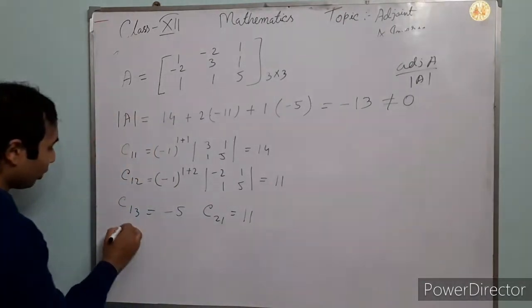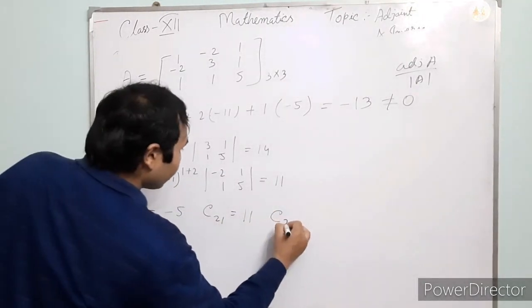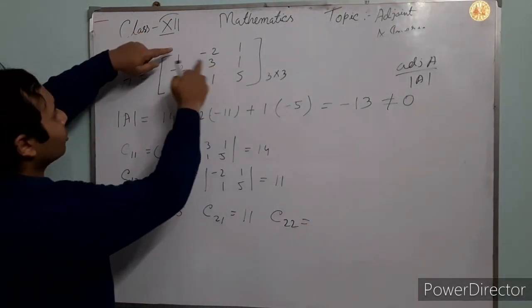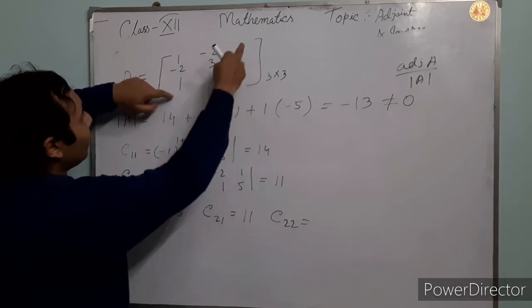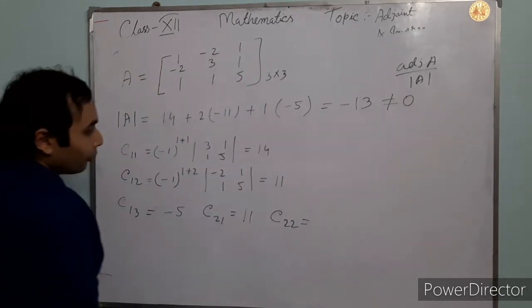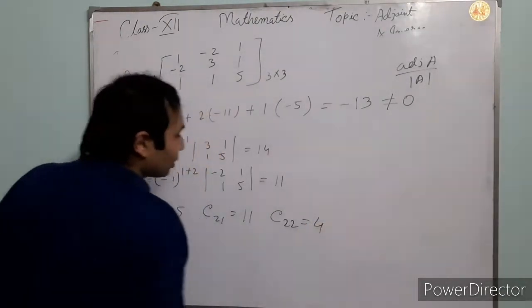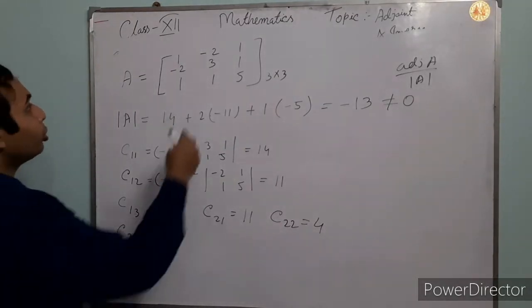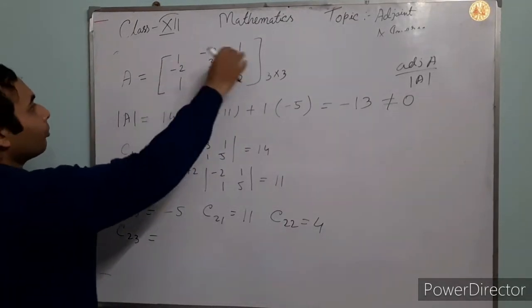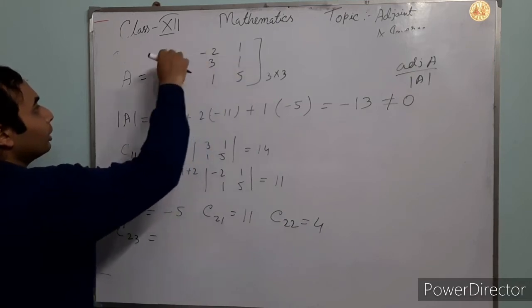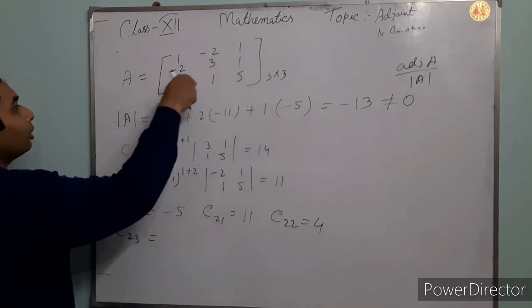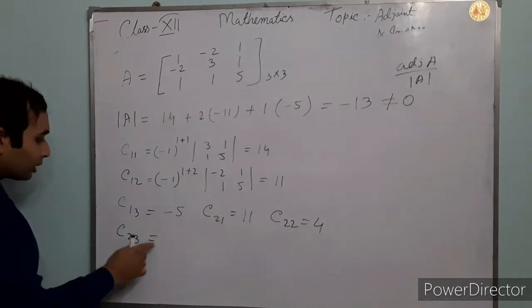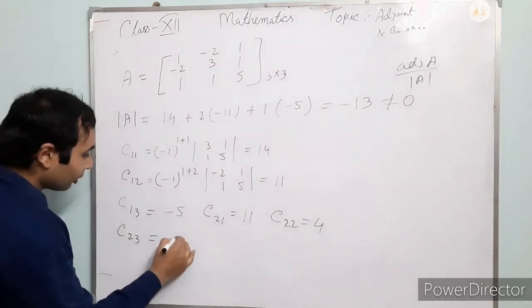So C21 we have got. C22, this is this one. Covering up those, 5 minus 1 is 4 and 2 plus 2 is 4, so obviously it is positive 4. Now C23 means this one. Covering up those, 2 and 3. So 1 into 1 and 1 minus plus 2, 1 plus 2 is 3, 2 plus 3 is 5.